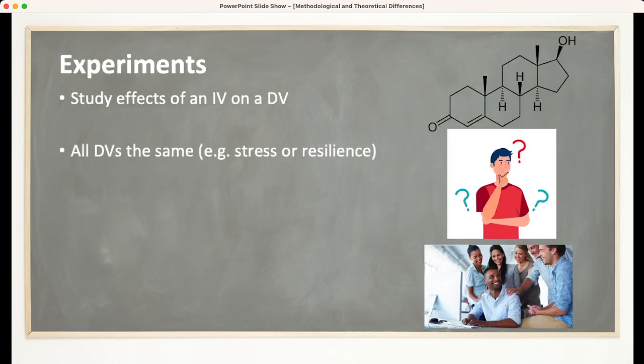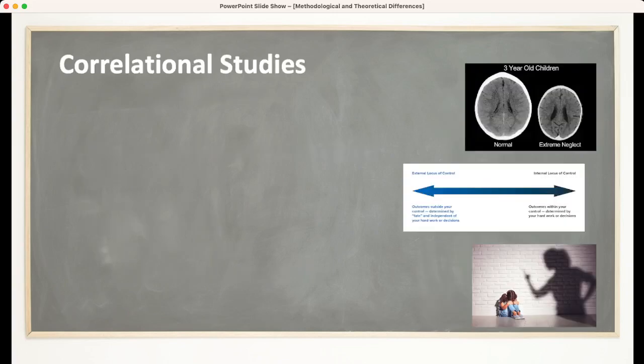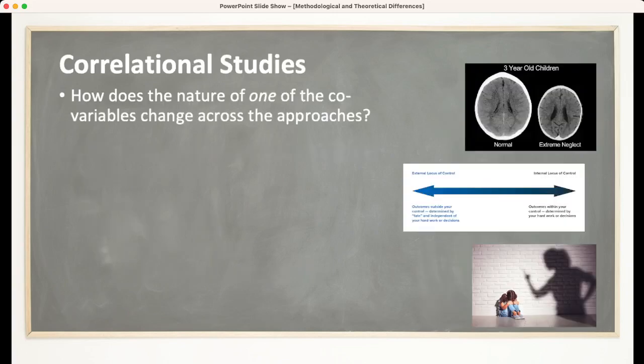All right, so we've got experiments, and we're all talking about this stuff. So the independent variable, and I've talked about this already. All the DVs should be the same, stress resilience, but what about the independent variable? What do you notice about the differences in the independent variable for the cognitive approach versus the biological approach, for example? Have a look. Okay, correlational studies, same thing. So how does the nature of one of the covariables change across the approaches? And why? So this is one, neglected kids have smaller brains, external locus of control is linked. How might external locus of control correlate with other things or your traumatic childhood?